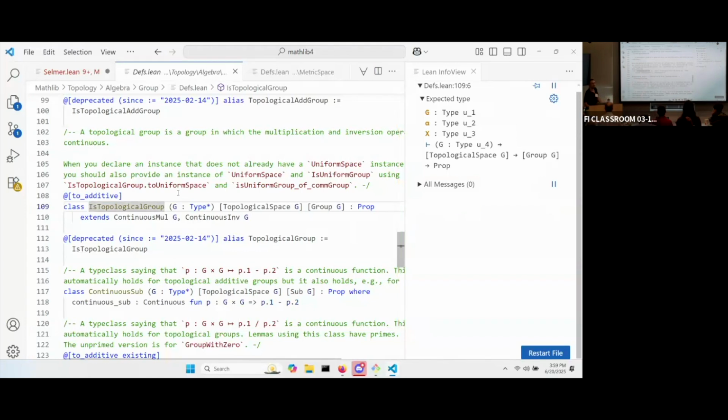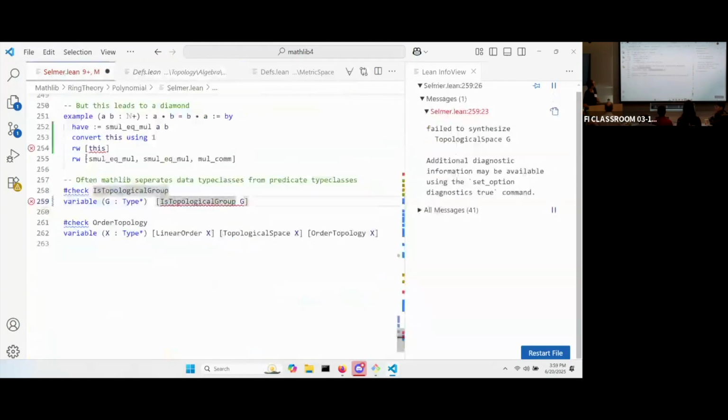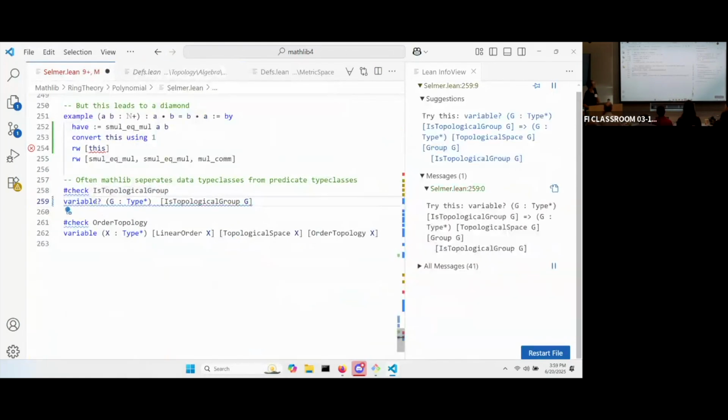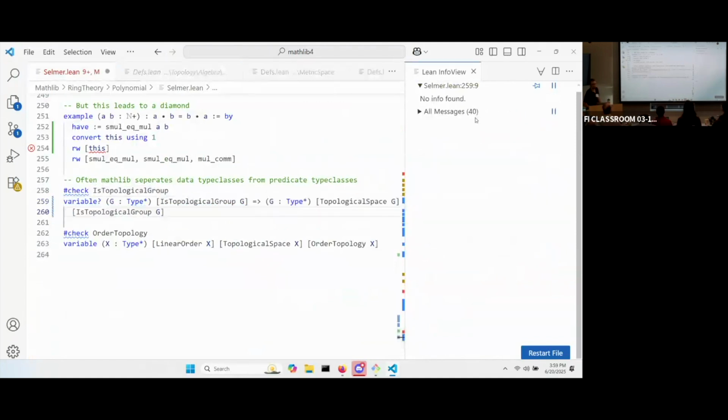But it's maybe worth mentioning that I recently learned there's a variable question mark command that will help you. If you just write this topological group, it will tell you what you need to add before it. Oh, very nice. Try this. It still keeps the question mark, just keep the stuff after the equal sign. Well, that is very cool. Thank you.